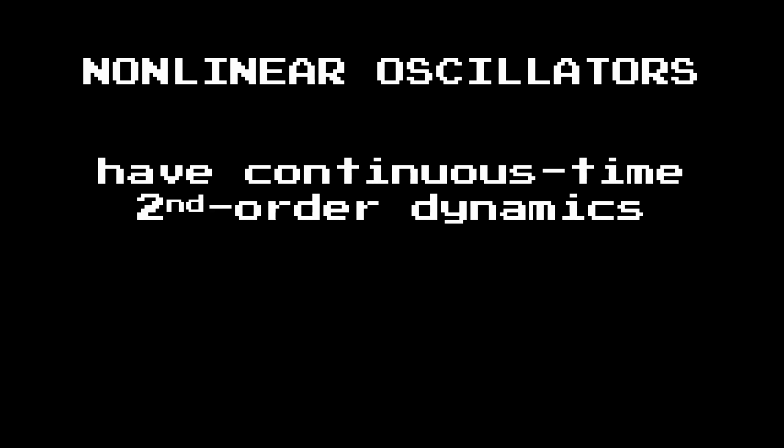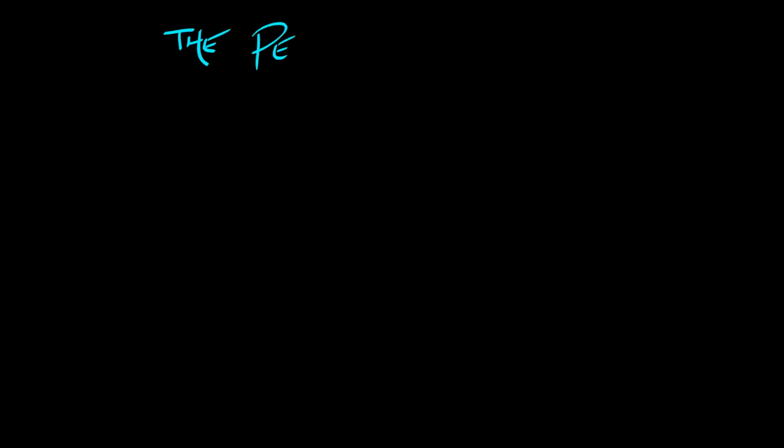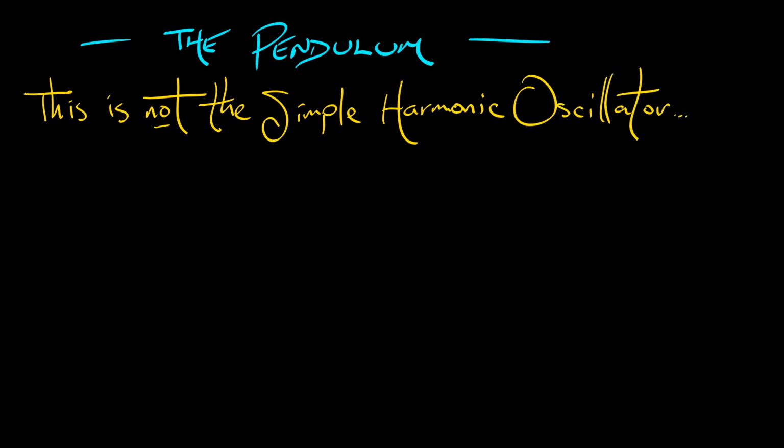All of the nonlinear oscillators that we're going to look at in this chapter are going to be in continuous time and with second order dynamics. We're going to start off with something simple. We're just going to look at the pendulum. Now, when I say we're going to work with the pendulum, what I don't mean is the simple harmonic oscillator that we have looked at in the past. That's a linear approximation to the full nonlinear pendulum. That is what we're going to be doing.